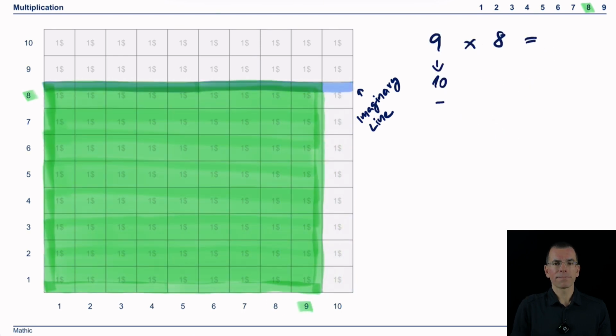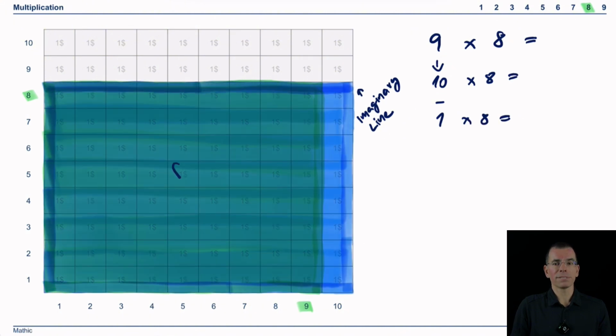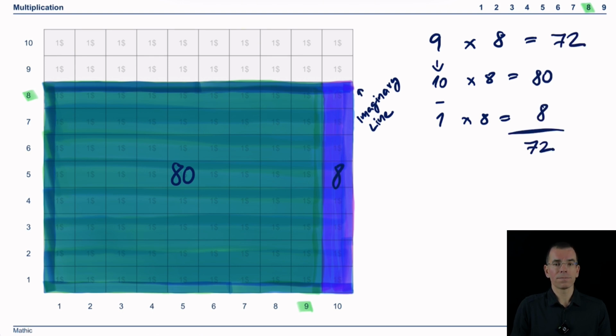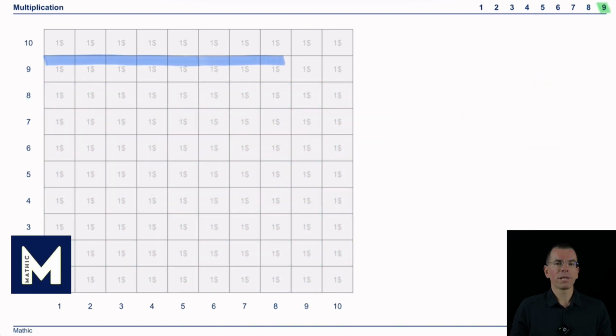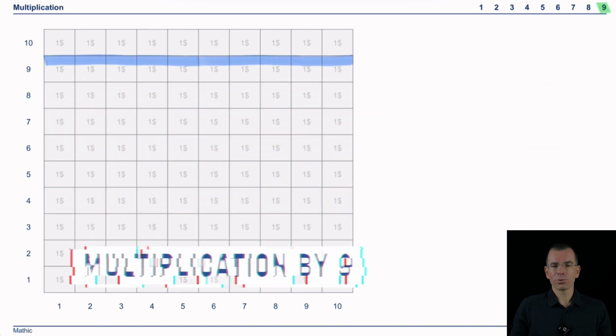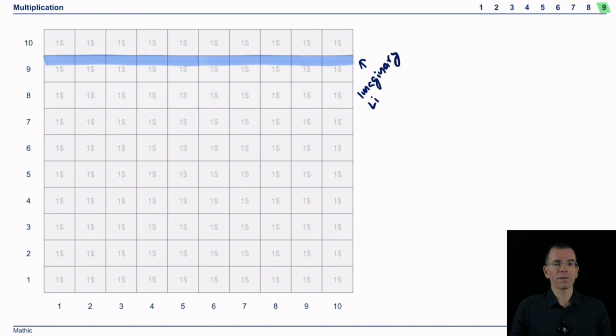9 times 8. 9 is back. As 9 is 10 less 1, we will use no other approach but 10 times 8 less 1 times 8. 80 less 8 to get to the result of 72. Finally, multiplication by 9. Here we strongly recommend to leverage on property of number 9, being 10 less 1. So we always calculate in 2 steps, multiplying by 10 first and subtracting multiplication by 1 in second step.